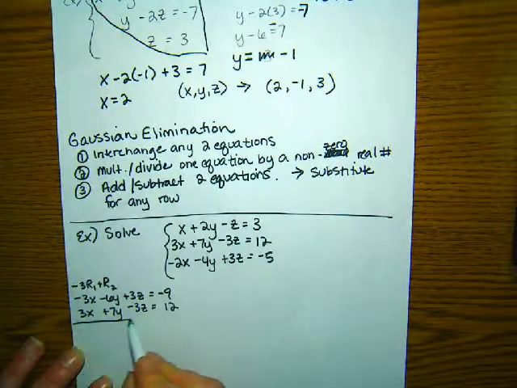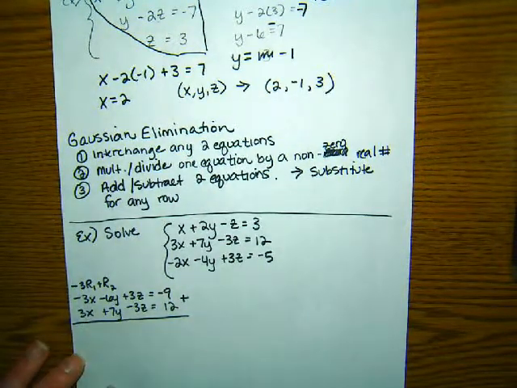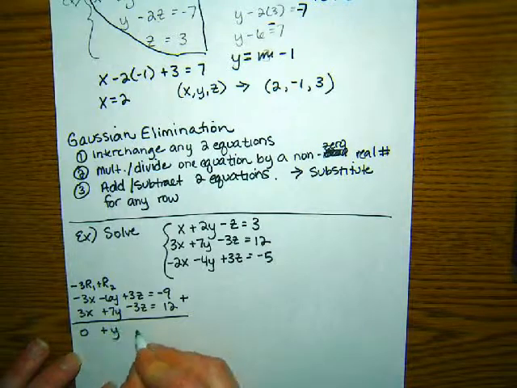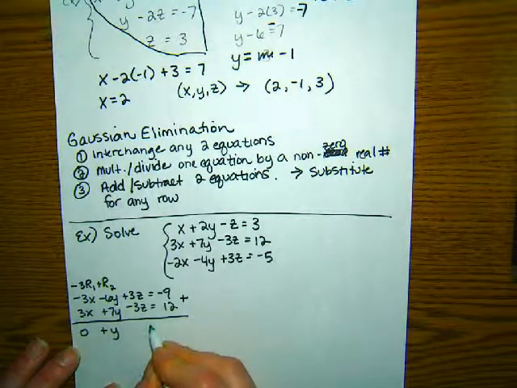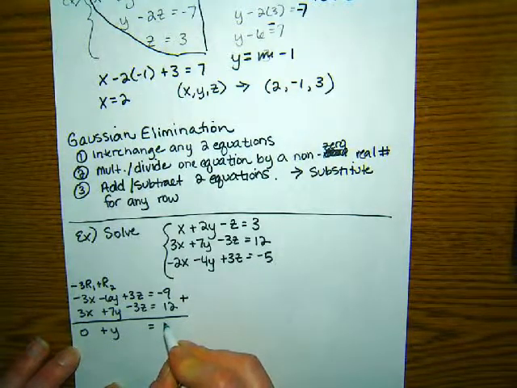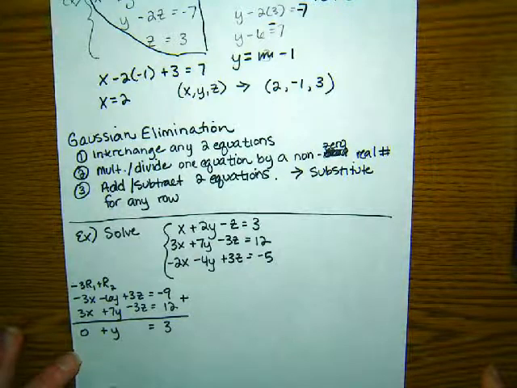Okay, we're going to now add these two together. What's negative 3x plus 3x? What's negative 6y plus 7y? And this is 0. Yikes. That doesn't normally happen. y equals 3.